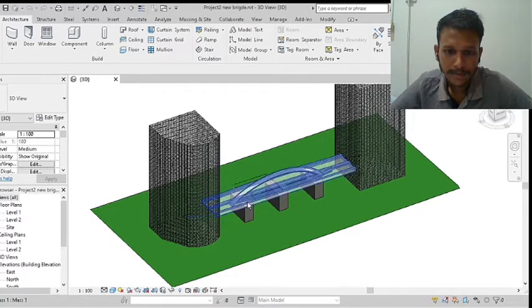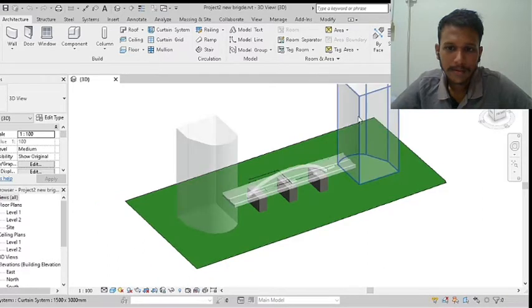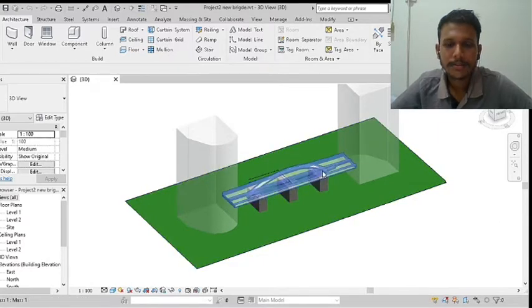the deck of the bridge, and we have two buildings connected in the middle of the bridge.